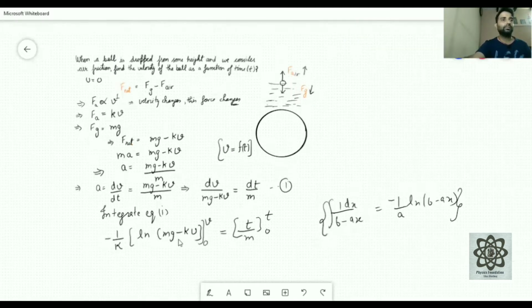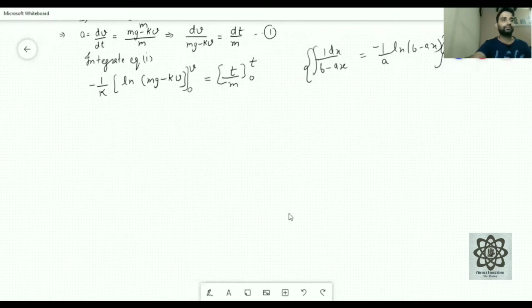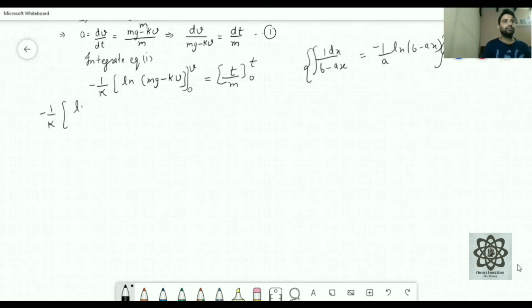So let's see, I'm just sticking all this together, right? Okay, so now if we put the limit in this place, so minus 1 upon k, ln, we put v, it will be mg minus kv minus ln mg minus 0, right, is equal to t minus 0 upon m.